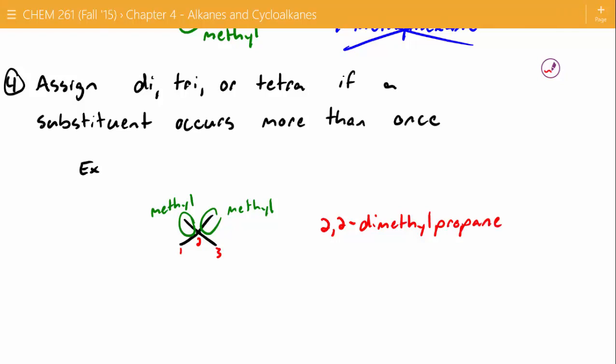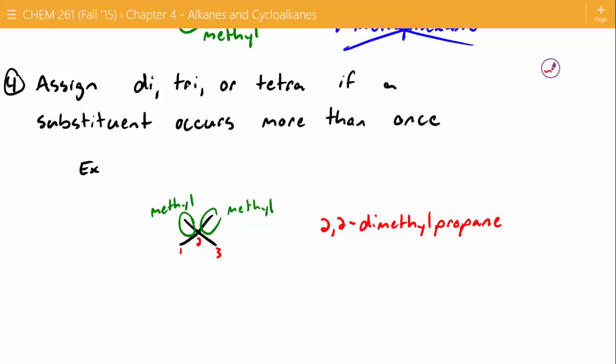The substituents, in this case the methyls, don't have to be coming off of the same carbon. They can come off of different points in the chain. But you need to include that in your naming system. So you might have a 2, something else, and then a dimethyl. We'll practice this a little bit too.